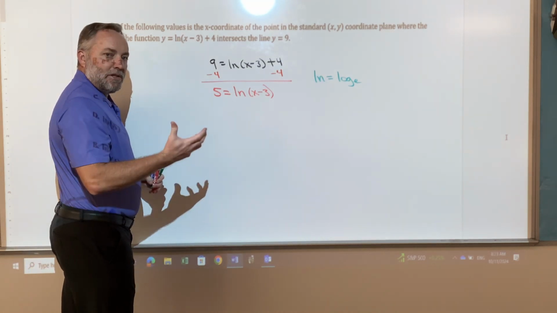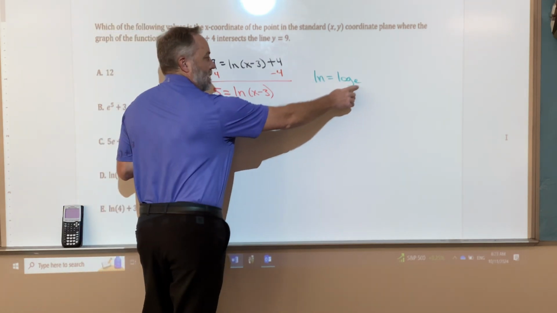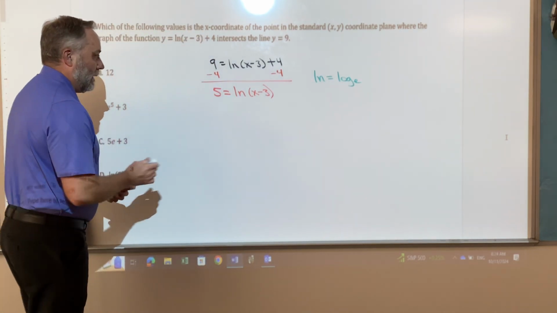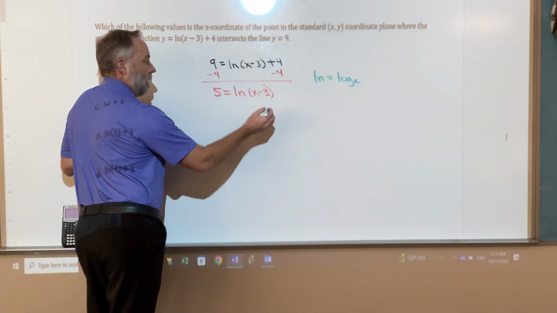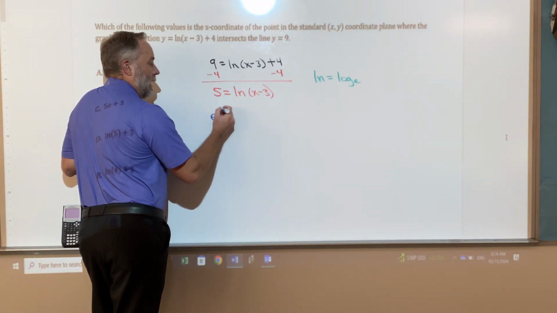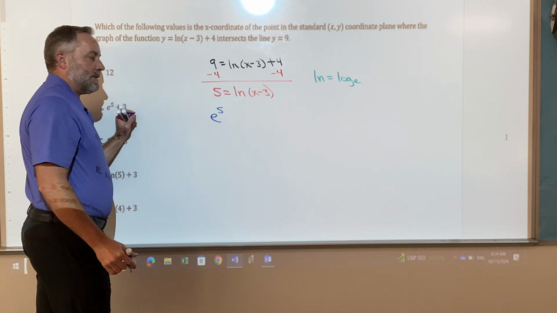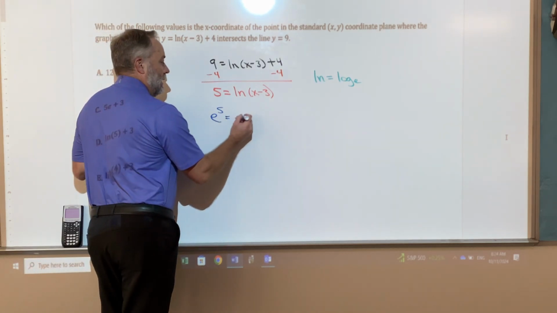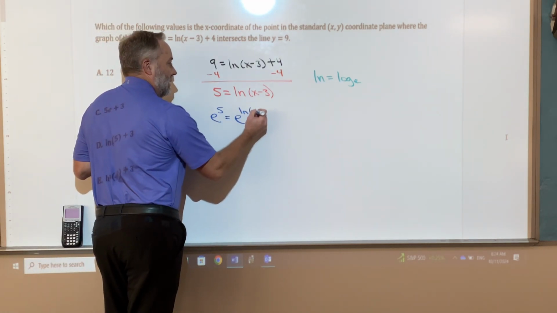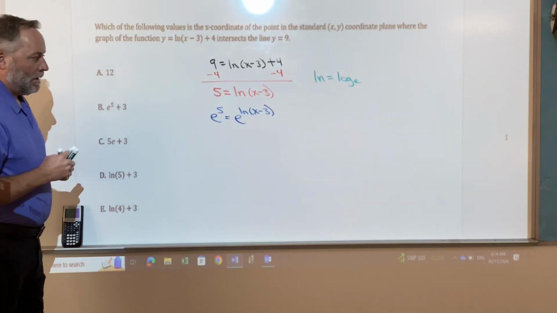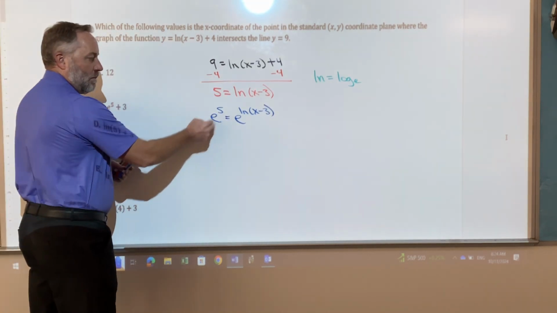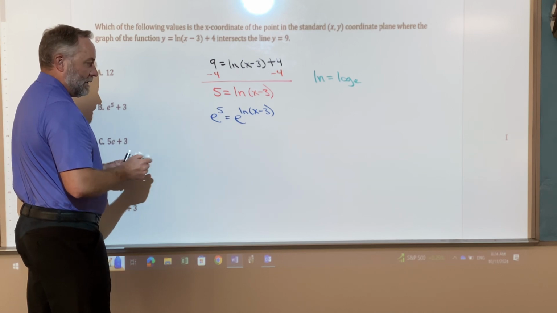So for that reason, we're going to undo the natural logarithm by exponentiating both sides with the base of e. That's kind of a different word, but it helps us see our answer here. What I do to one side, I have to do to the other. So I'm going to do e raised to the left side, which is 5, and e raised to my right side, which is natural log of x minus 3.